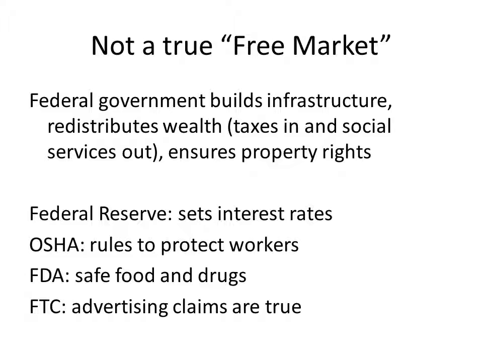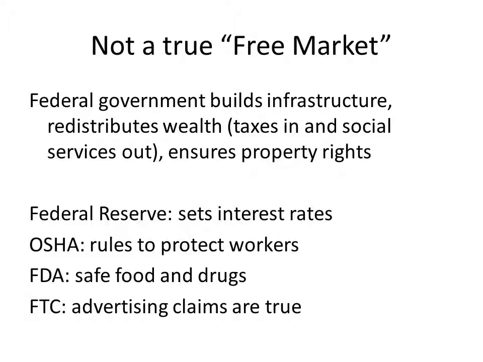So as a review, we don't truly have a completely free market in the United States. The government steps in to build infrastructure. It redistributes wealth. For example, it takes taxes in and gives out social services like Medicare, Medicaid, and Social Security. It ensures property rights.